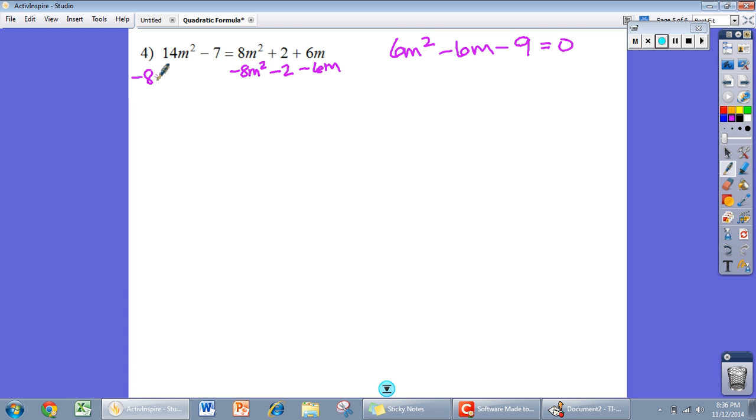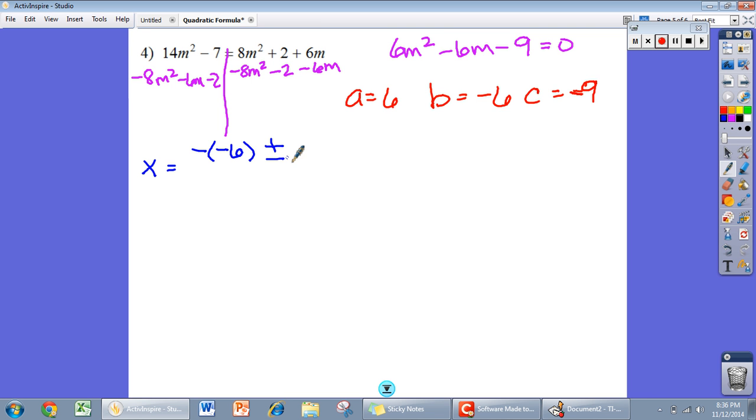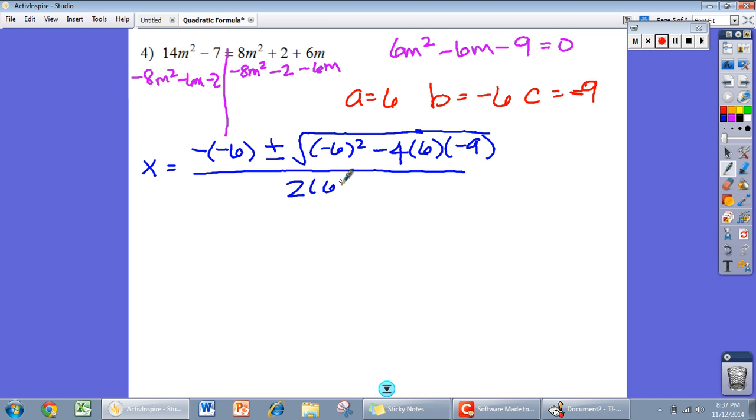Now, if you would like to show this over here and go ahead and combine like terms, you'll end up with this. I was just running a little tight on space. So let's identify what our A, B, and C are. A equals 6, B equals a negative 6, and C equals a negative 9. Don't forget the negative signs. Okay, let's do our formula. X equals a negative B, negative times a negative 6, plus or minus square root of the negative 6 squared minus 4 times A times C, all over 2 times A.